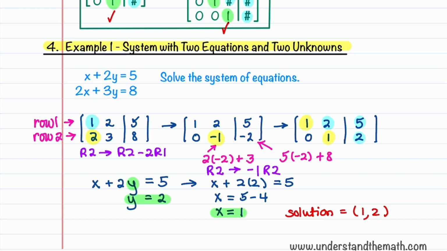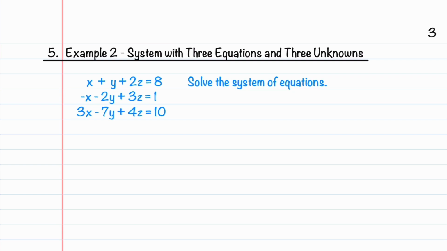Now we're going to do the same thing, but with a system of 3 equations and 3 unknowns. Let's now walk through our second example. This is our example with 3 equations and 3 unknowns, and we're going to start just like we did with our previous example. We're going to take these equations and put them into an augmented matrix.